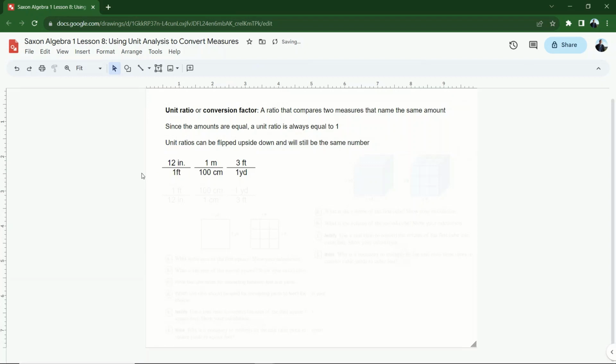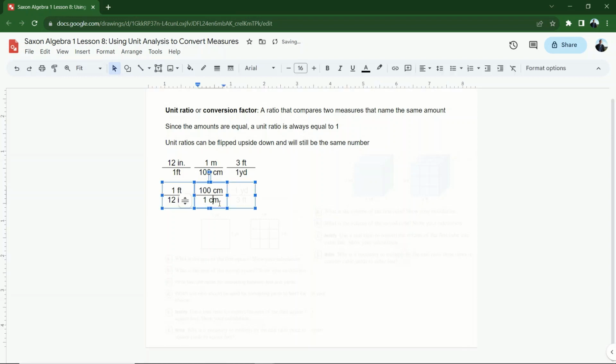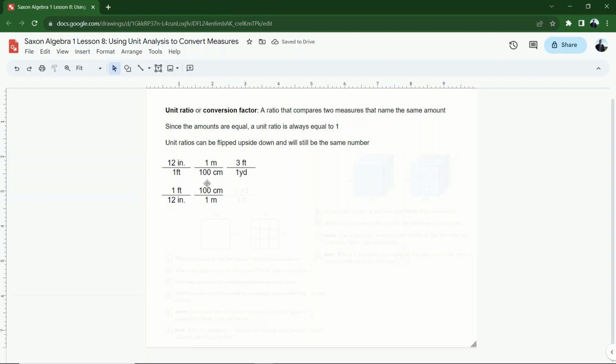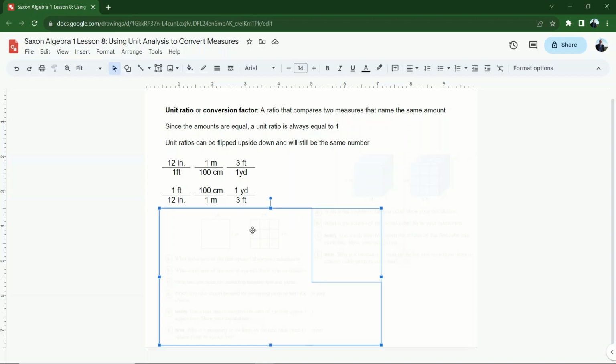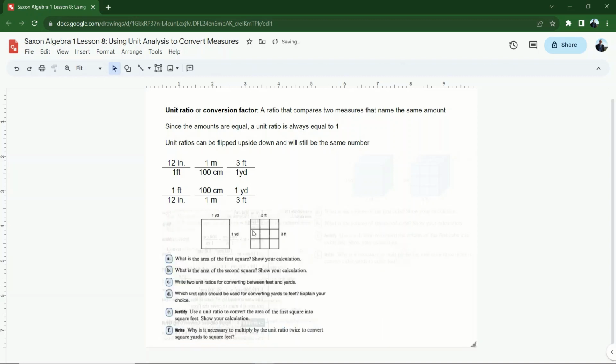And then unit ratios can also be flipped upside down and they'll still be the same number. Like if I flip over this one, I get 1 foot per 12 inches. This one, oh, there's a mistake. Let me fix that. 100 centimeters over 1 meter. It's an equivalent unit because it's just 1. These are all 1. The same with this one, 1 yard over 3 feet. So I can flip a unit conversion factor upside down, and it's okay to do it because I'm still dealing with the number 1.